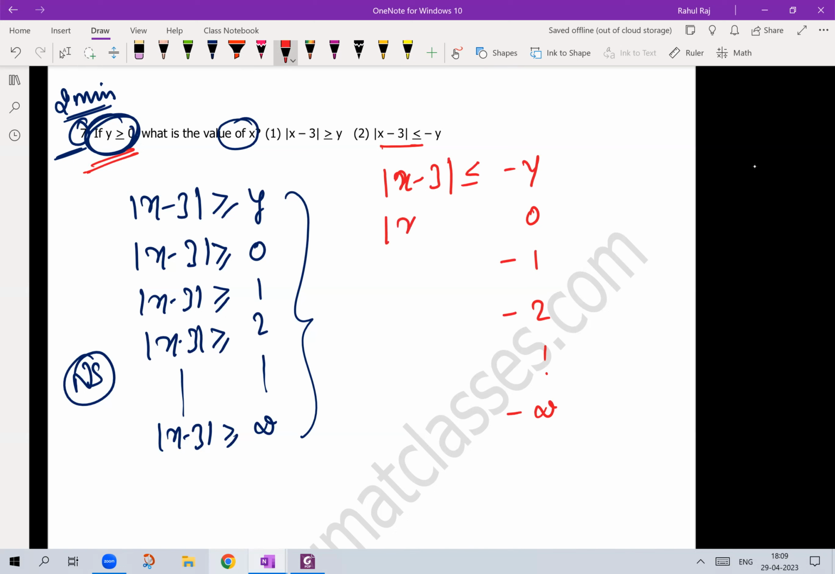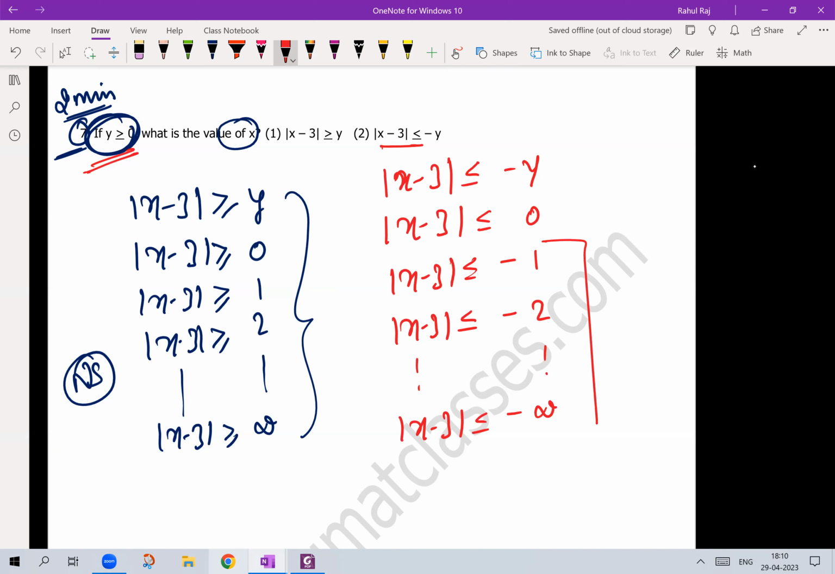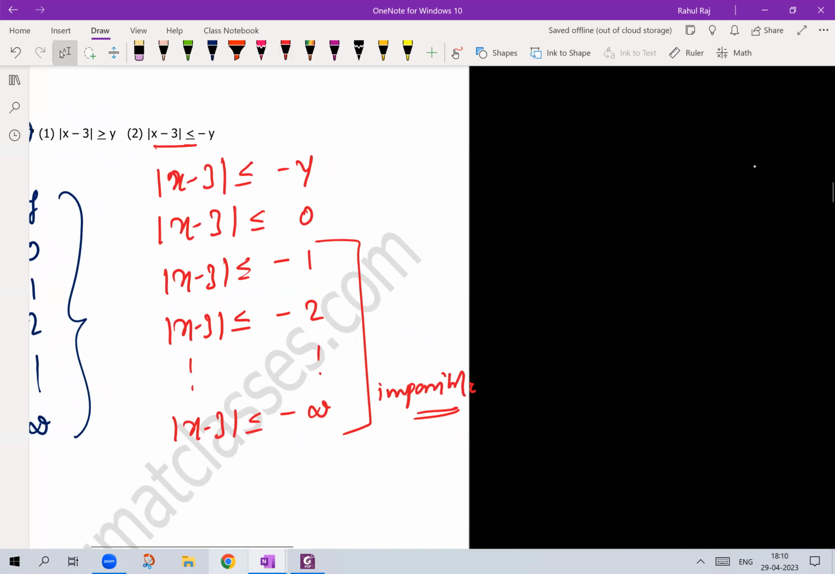So if I do it, mod of x minus 3 less than or equal to 0, mod of x minus 3 less than or equal to negative 1, mod of x minus 3 less than or equal to negative 2, all the way to mod of x minus 3 less than or equal to negative infinity. Simple logic. Please understand these are impossible conditions in math. Mod can never be less than a negative number. So I'm just left with one condition, that is mod of x minus 3 is less than or equal to 0.